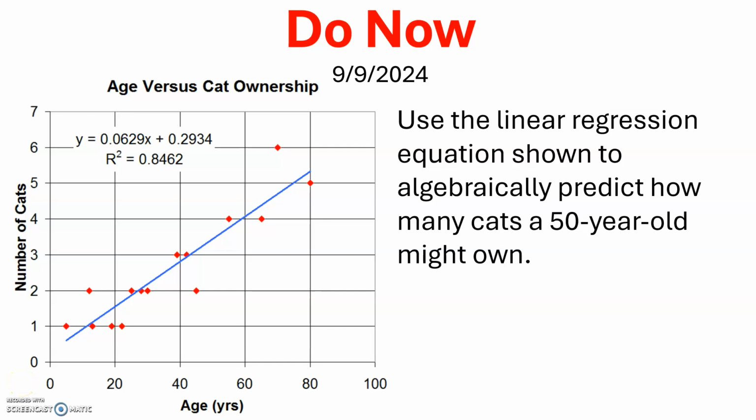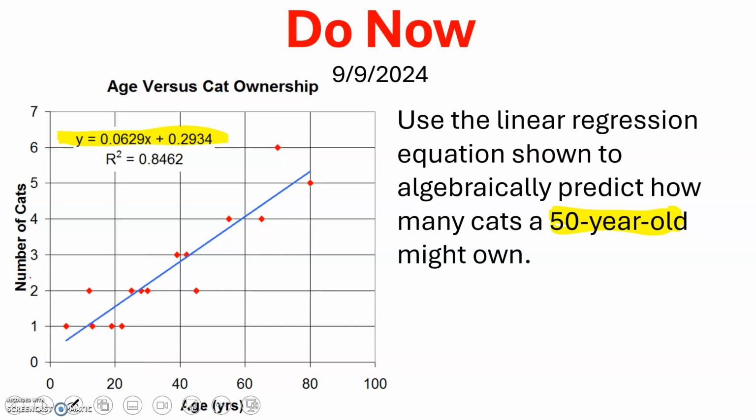All right, so today I want you to get a little bit more practice with actually using linear regression tools. So let's start our day with the do now. Use the linear regression equation shown to algebraically predict how many cats a 50-year-old might own. Okay, so this is similar to yesterday but different, right? Because we actually have an equation this time. So pause the video, see if you can use that equation with your calculator to make our prediction for our 50-year-old. Then unpause the video when you're ready to see the result.